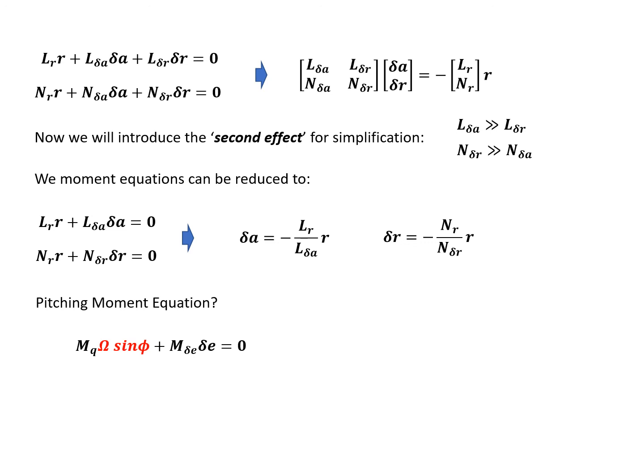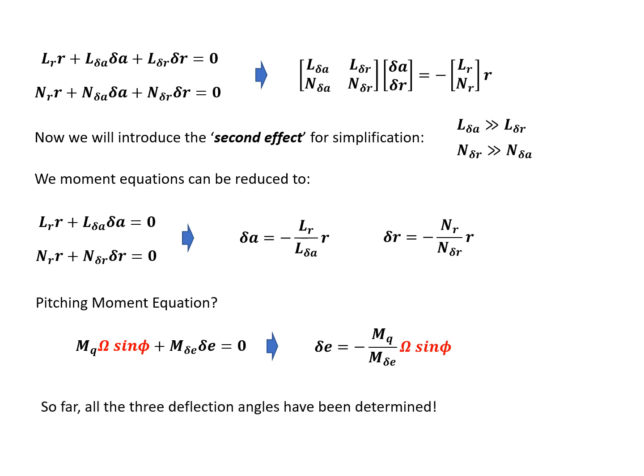Now let's write down the pitching moment equation, which is much easier than the yawing and rolling equations. It has two contributions. One contribution is from the pitching rate. The other is from the elevator deflection. So it's an explicit expression for the elevator deflection, and I'm not reading it; it's shown here. So far, we have all three deflection angles determined for a steady bank turn. I hope you can understand the derivations and especially the secondary effect.